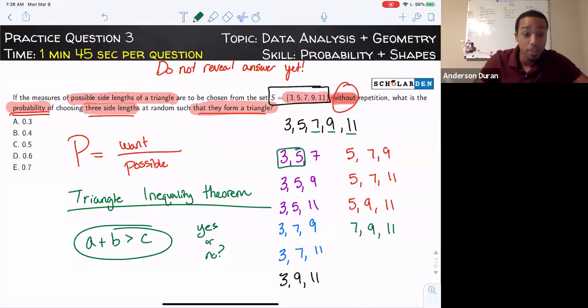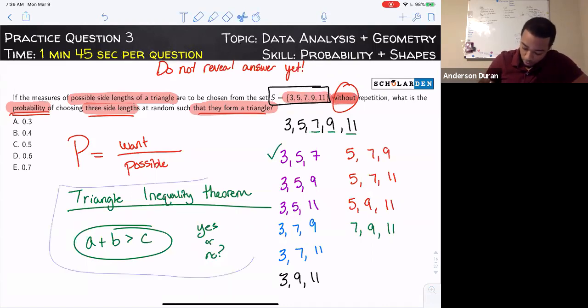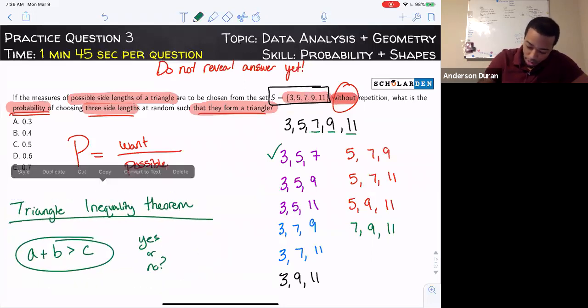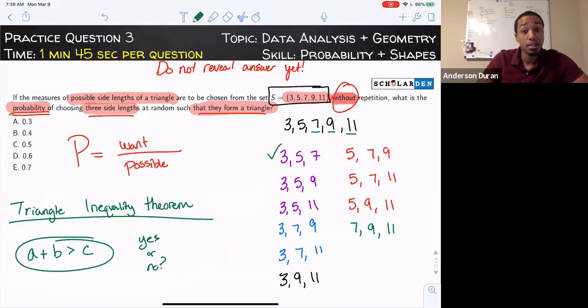3 and 5. Is that bigger than 7? Yes or no? Bigger. Perfect. That checks off. We're good. Let me move this over so I have more space. Next, 3 and 5, is that bigger than 9? It is not. So I will cross it out. Next, 3 and 5, is it bigger than 11? Obviously not, because that would be 8. What about 3 and 7? Does that make it bigger than 9? Yes, it does. 3 and 7, is that bigger than 11? It is not.